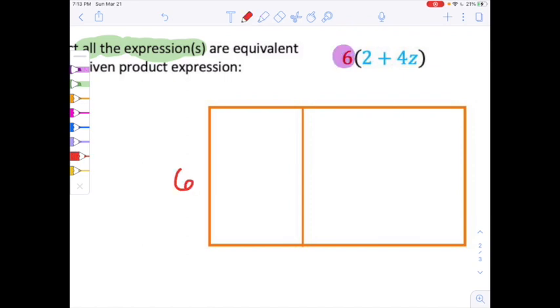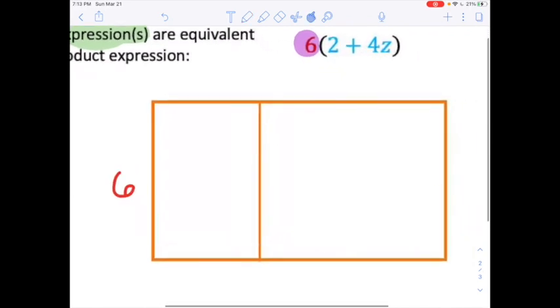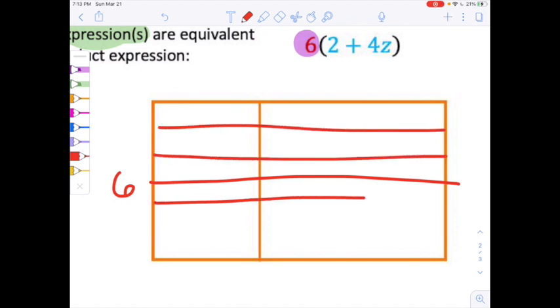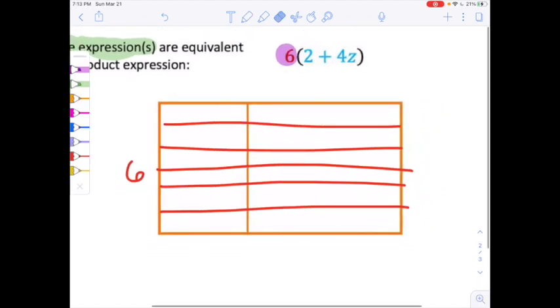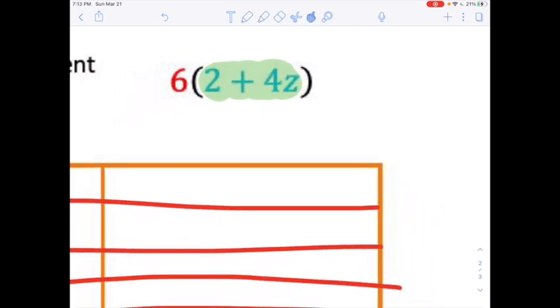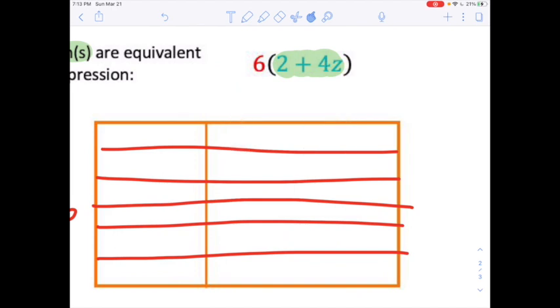I'm going to put a 6 here, right? That immediately means I'm going to split this rectangle into 6 parts. Five, six, all right. Then I'm going to look inside the parentheses, and when I look inside the parentheses, I can find the length, 2 plus 4 z's. So remember that plus is hanging out right here on top of that line that splits.